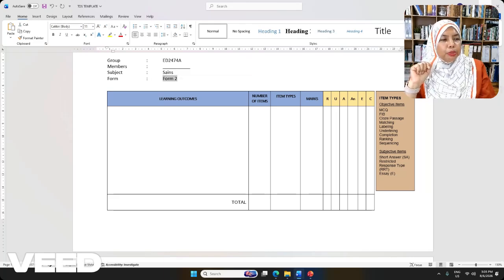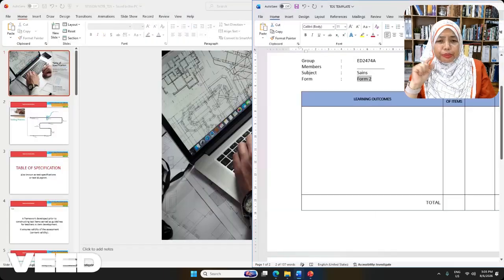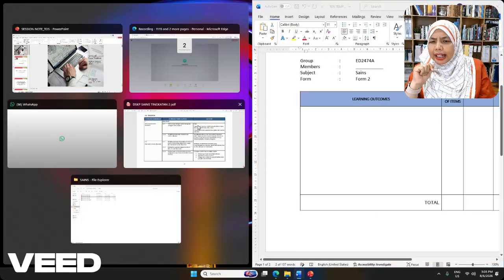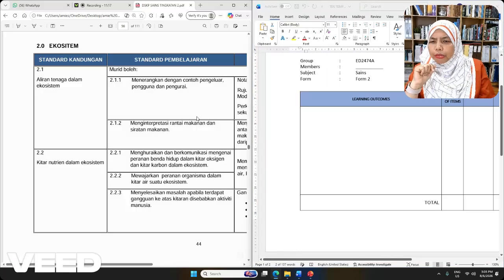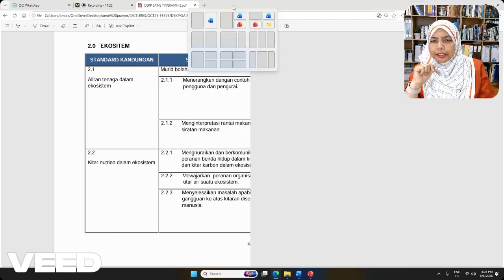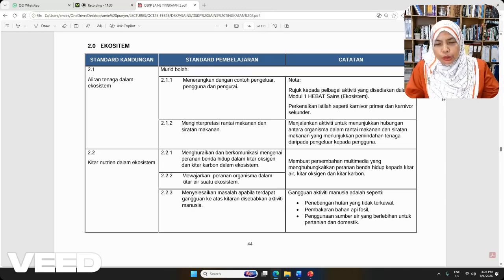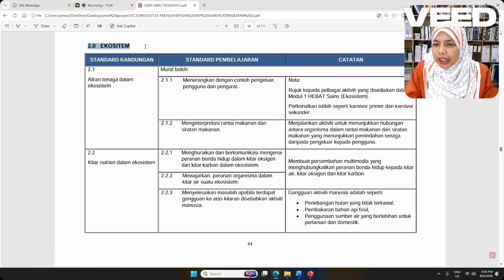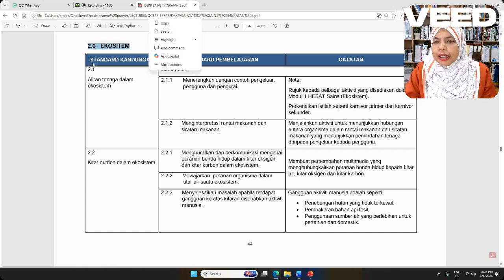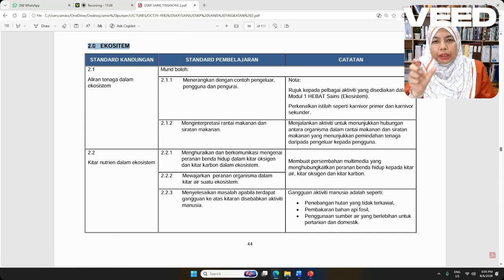So I'm going to just put this on one side and then the DSKP for Form 2 on the other side. Okay, before that, let's just look at the SKP. So for a 1 hour test, you can't afford to be asking too many bidang or tajuk utama. So I'm going to call this bidang, or tajuk utama. The term is bidang. Alright.